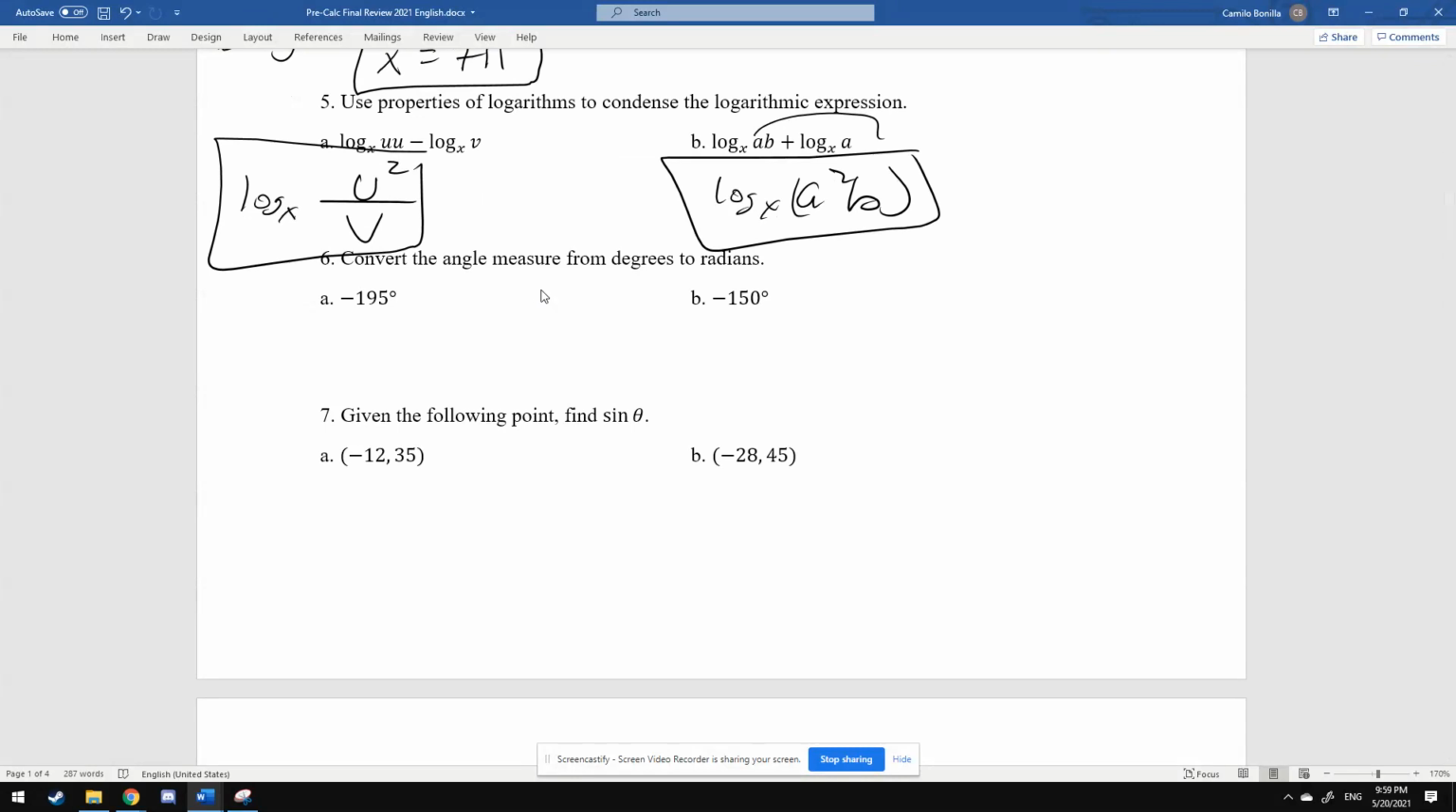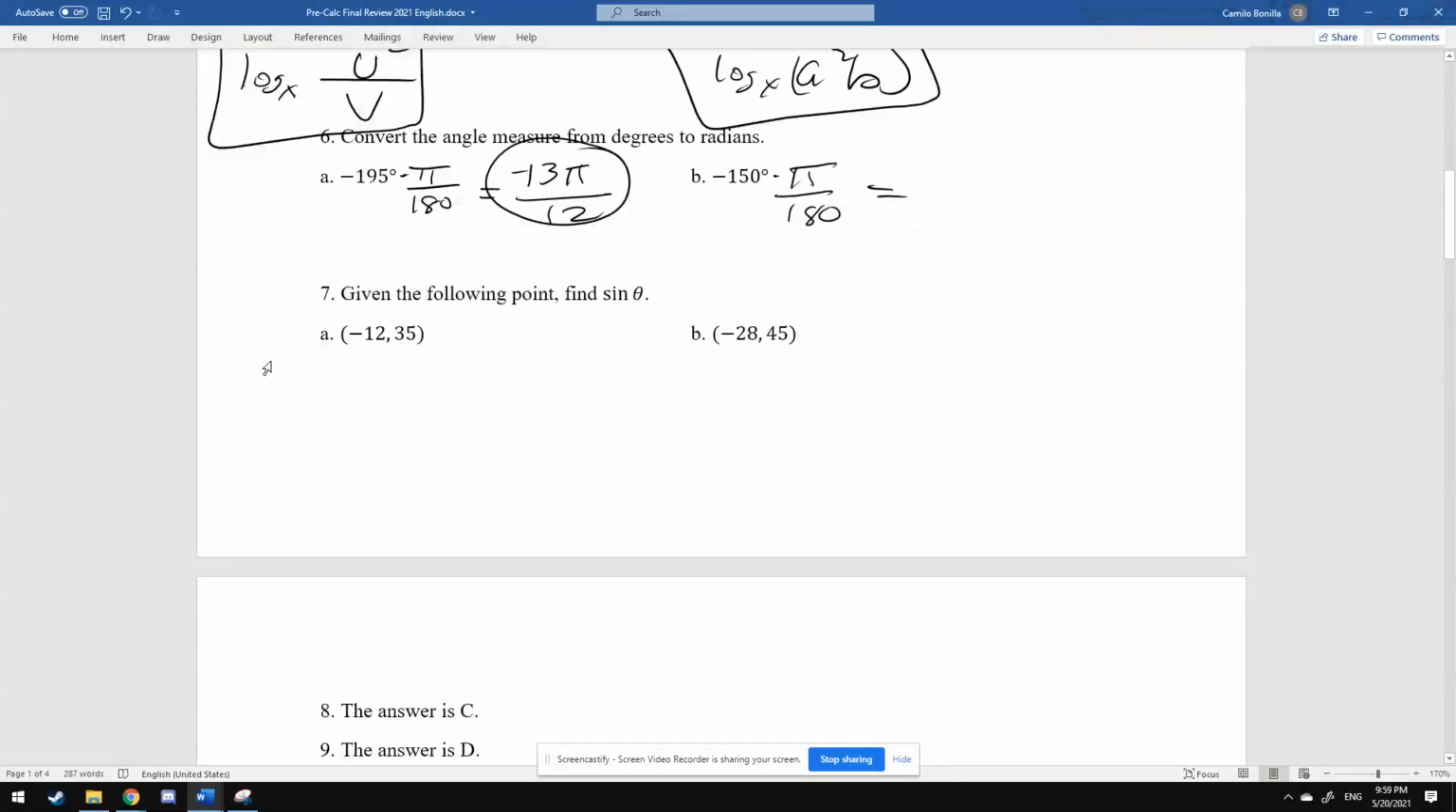Number 6. Convert the angles, the degrees to radians. So I have 195 times, and for this one, you use pi over 180. Go to Wolfram Alpha and have it simplified. For me, when I put the simplification in, it came out to be 13 over 12. So you got negative 13 pi over 12. Don't forget the negative, okay? So this is the same thing. Multiply times pi over 180. Go to Wolfram Alpha. You're done.